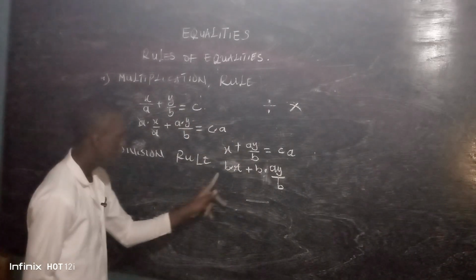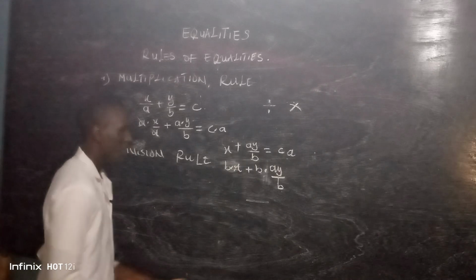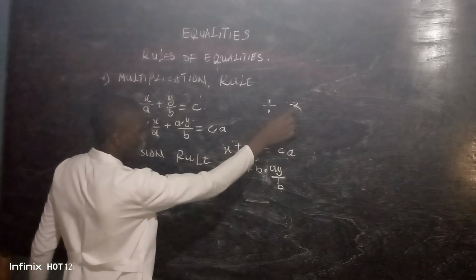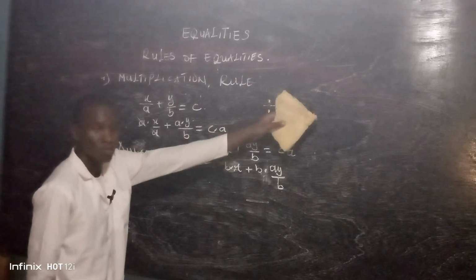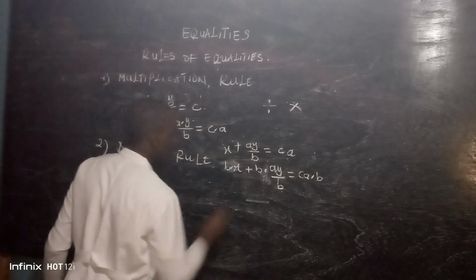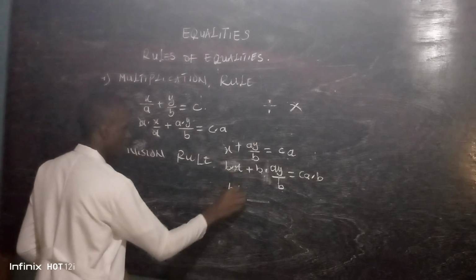I'm multiplying both sides of the equality by the same quantity. My quantity here is b. Since it's divided by b, I multiply both sides by b. When you see division, you do multiplication. So this one will give ca times b. Now b times x is just bx.